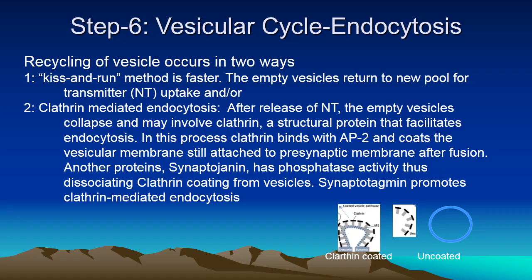The next step is endocytosis. It occurs by two methods. The kiss and run method is faster, and empty vesicles return to the pool, whereas in clathrin mediated endocytosis, after the release of neurotransmitter, the empty vesicles collapse and may involve clathrin, a structural protein that facilitates endocytosis. In this process, clathrin binds with the AP2 protein and coats the vesicular membrane, still attached to the presynaptic membrane. Dissociation of the clathrin-coated vesicle, as shown in figure 2, will result in formation of free vesicles.